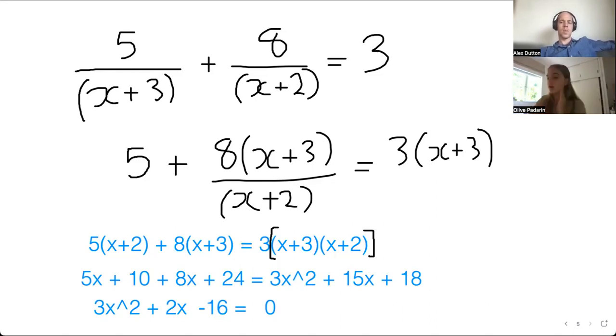Okay. I got -2 for one of the answers. Yeah, -2 is one of the solutions. Oh wait, -2? I think it should be +2 actually. Because if I use the quadratic formula, it's -2 plus or minus -10/6. No, it can't be. It's got to be wait, plus or minus -10. It can't be a negative in the square root.